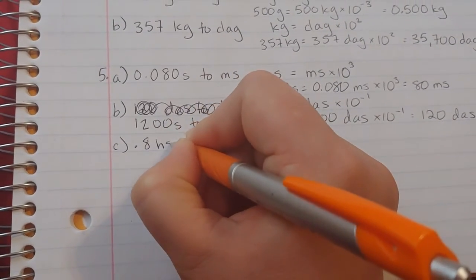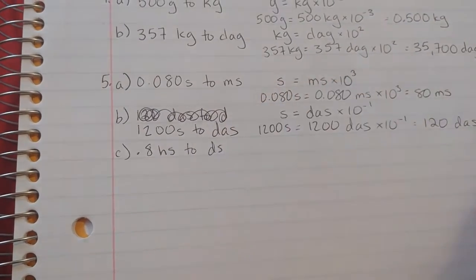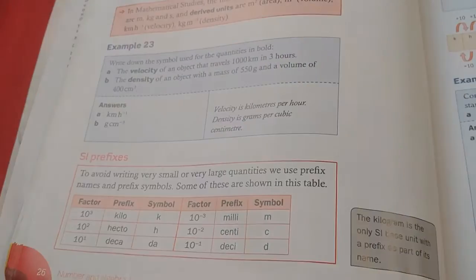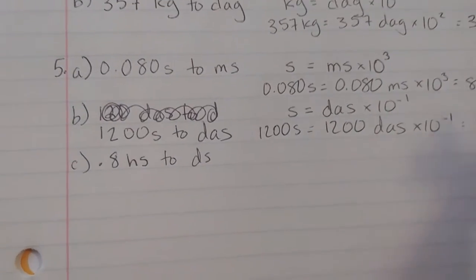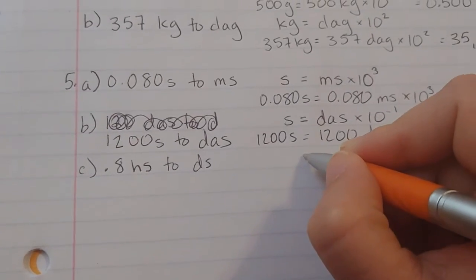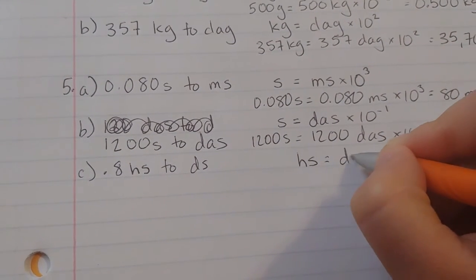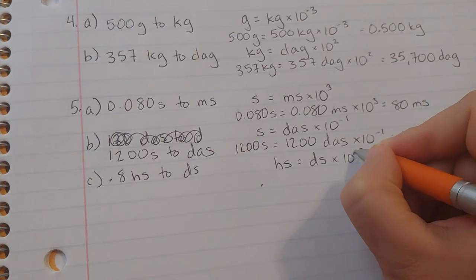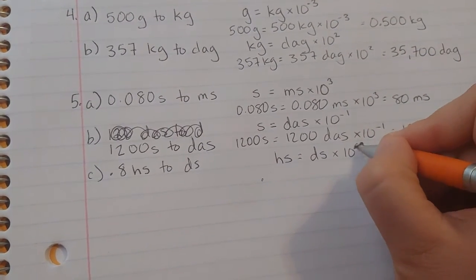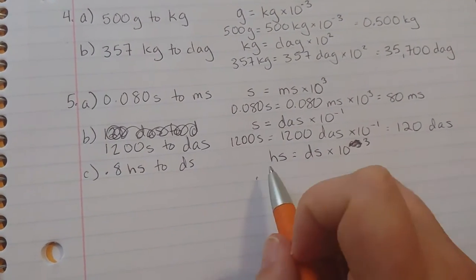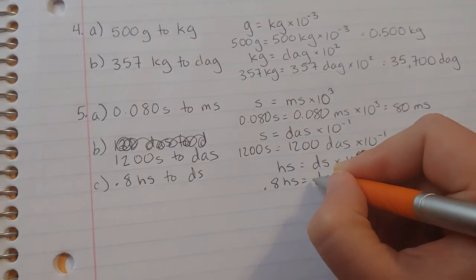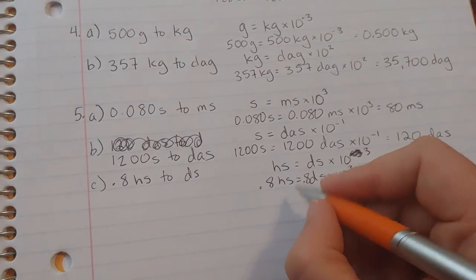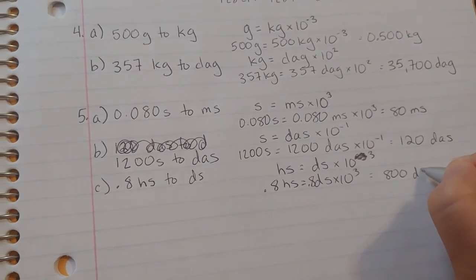Part C, 0.8 hectoseconds to deciseconds. All right, let's look. I know that hectoseconds is 10 squared. Deciseconds is 10 to the negative 1. So it's a difference of 10 to the third. 1 hectosecond is equal to 1 decasecond times 10 to the negative third. Sorry, that would just be times 10 to the third, because we're moving from hecto to deci, not from deci to hecto. So then, my 0.8 hectoseconds is my 0.8 deciseconds times 10 to the third, which gives me 800 deciseconds.